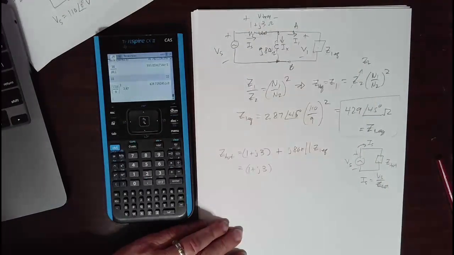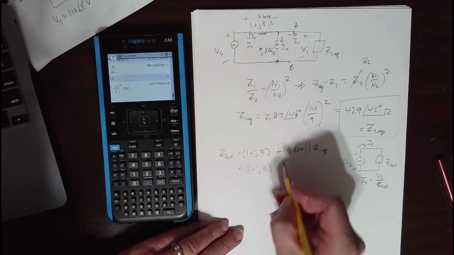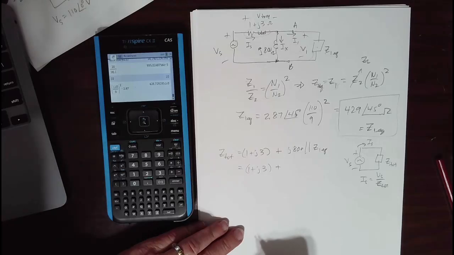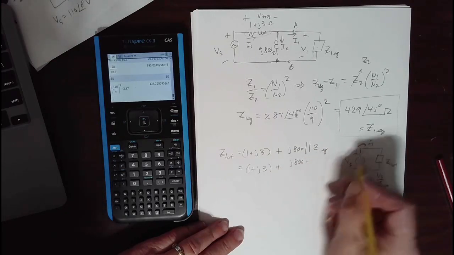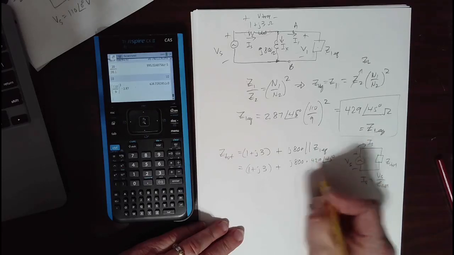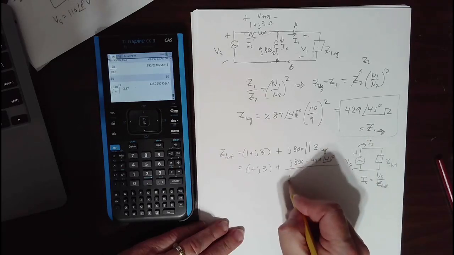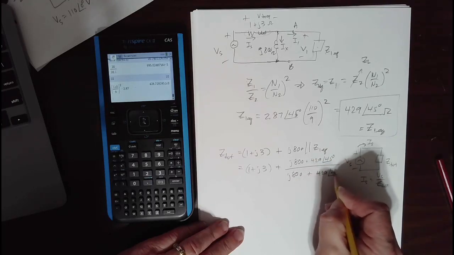We could do mesh currents if we wanted to. We could do mesh currents instead. Should we do that instead? We'll just go ahead and do this since I've started on this. So 1 plus J3, plus J800 times 429 at angle 45 degrees divided by J800 plus 429 angle 45 degrees.